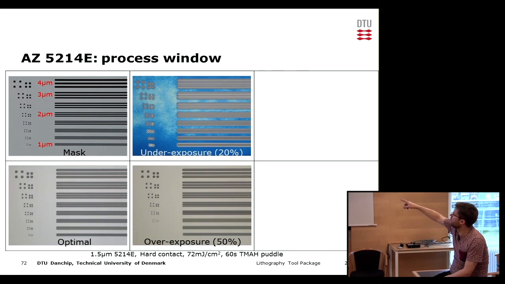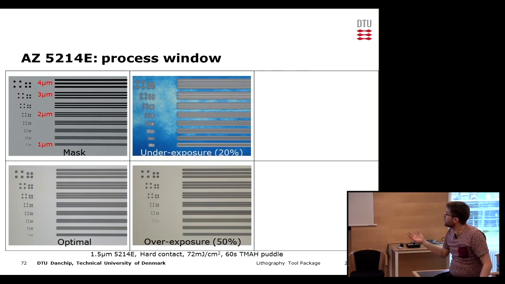But you can see, when we look at the 4 micron lines, it's still perfect even at a 50% overexposure. Well, relatively perfect, right? And if we were using this to produce structures that were 10, 20, 100 micron, we wouldn't see it at all.